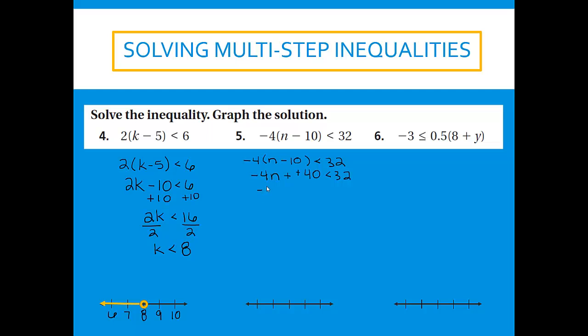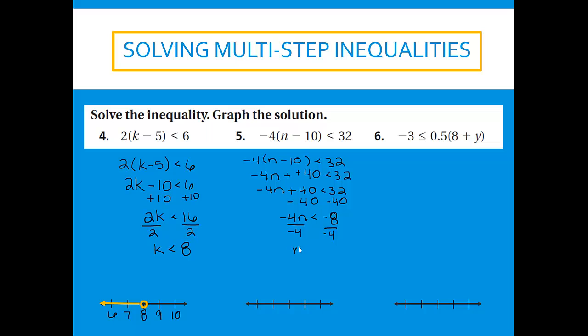So we have -4n plus 40 is less than 32. Now we can go ahead and subtract 40 on both sides. So we'll have -4n is less than 32 minus 40 is -8. Next, since we're multiplying -4 times n, we'll divide by -4 on both sides.